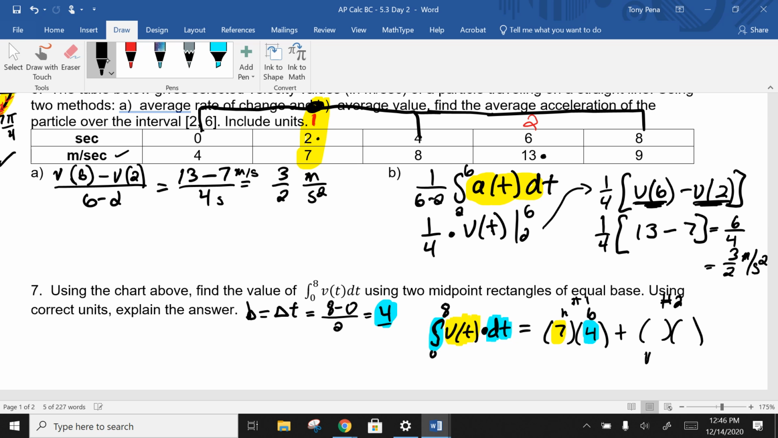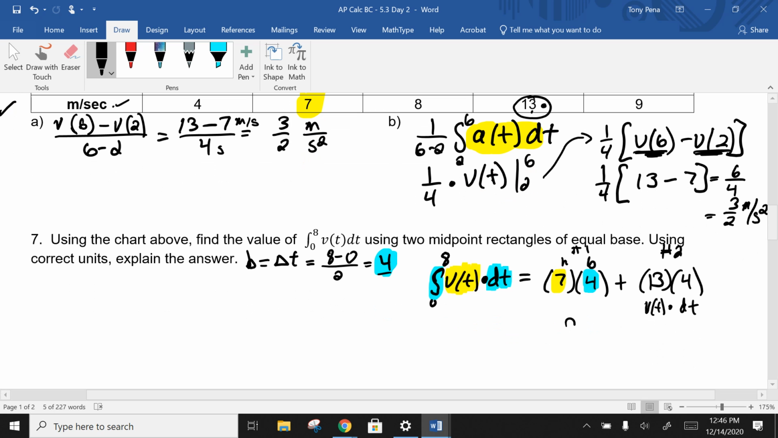So if we go to rectangle number 2, let's use that idea. I want to take my velocity value and multiply it by my change in time. Well, my change in time is still 4. And the velocity value at the midpoint, here's the midpoint, 13 is my velocity value at the midpoint. We then add those. So what is that? 28 plus 52.